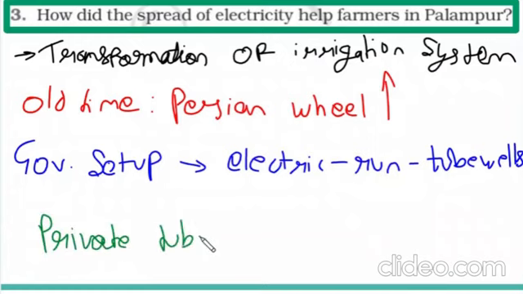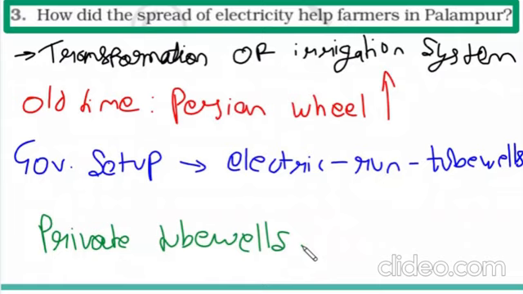So when there was proper electricity supply, it was easy for us to set up the tube wells, which helps in easy irrigation. So the spread of electricity helped the farmers in Palampur because it helped in the transformation of irrigation system, right? Earlier, farmers used the Persian wheel to draw water for irrigation, but later the government installed tube wells which run on electricity, and a few people set up their private tube wells as well. So this is how electricity helped the farmers in Palampur.